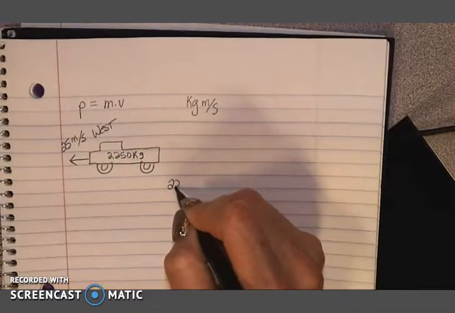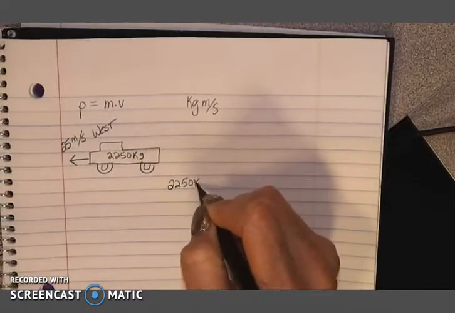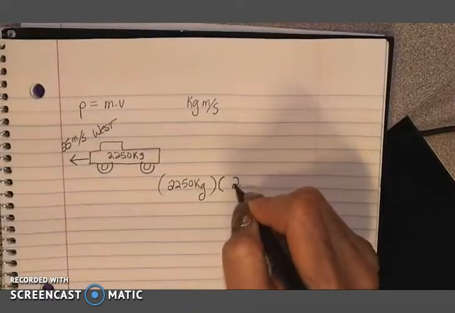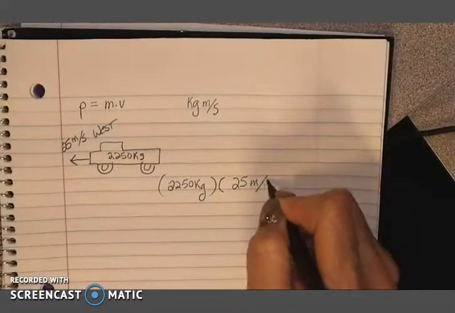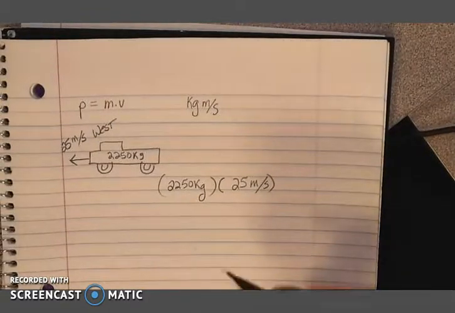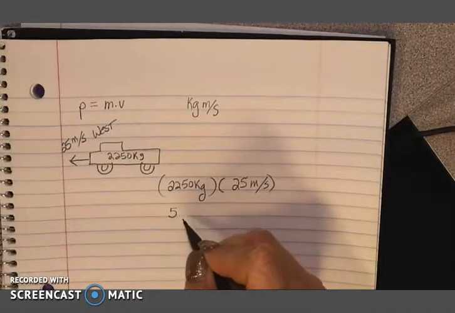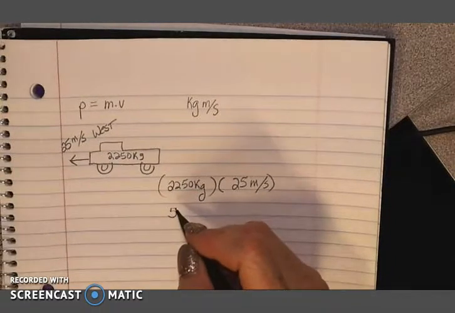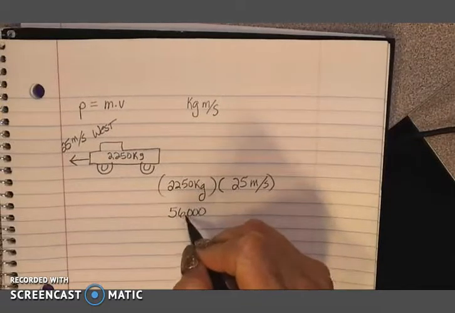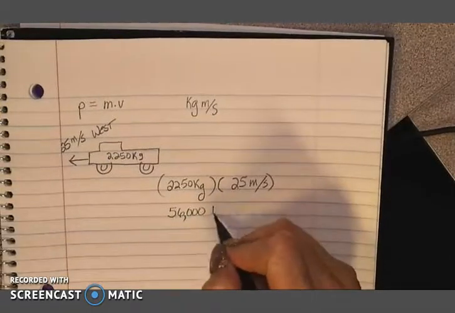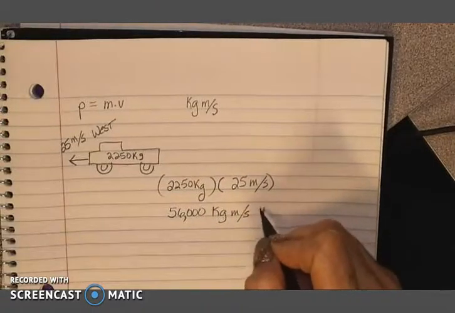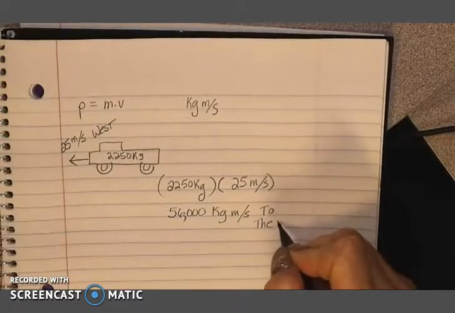So 2,250 kilograms times 25 meters per second, which gives us 56,000 kilogram meters per second to the west.